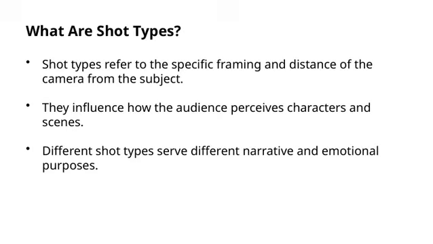So let's talk about what shot types actually are. Essentially, shot types refer to how we frame and position the camera in relation to the subject. This includes the distance from the subject and the way we compose the shot. These choices are incredibly important because they shape how the audience perceives characters and scenes. For example, a close-up can create intimacy or intensity, while a wide shot gives a sense of space or isolation. Different shot types serve different storytelling purposes, whether to build emotion, establish setting, or highlight relationships. As we go through this presentation, keep in mind how each shot type can influence the mood and narrative, helping us tell stories more effectively through visual language.